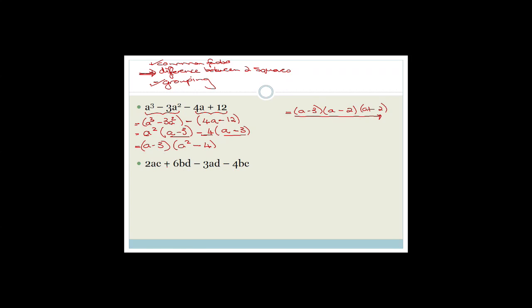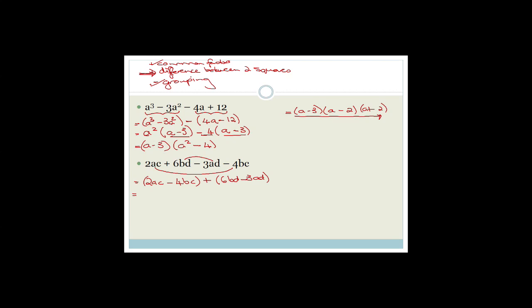You guys need to understand that with all of these things, we need to try things. So I'm going to try this, and if it doesn't work, it doesn't work, and then we'll try the other way. I'm going to group the first and the last and the middle two and see what happens. So I'm going to go 2ac minus 4bc plus 6bd minus 3ad. So I'm grouping the first and the last and the second and the third terms. Let's see if that works.